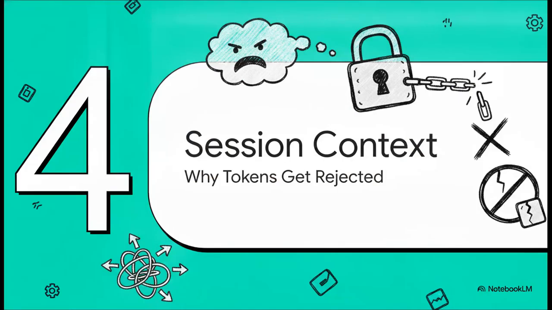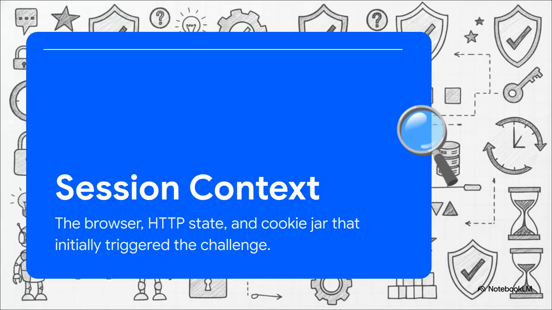Step 4. Preserving session context, or why perfectly valid solved tokens get rejected. This concept right here explains probably the most frustrating hurdle developers face. A solved token is rarely just standalone. It's almost always tied directly to the specific session that triggered the challenge in the first place. We're talking about the browser context, the HTTP client state, the cookie jar, the IP context.